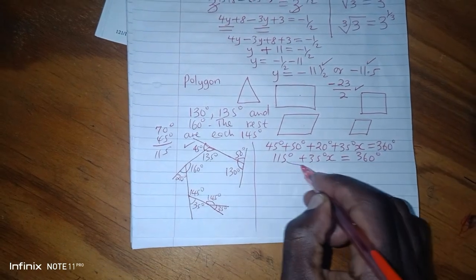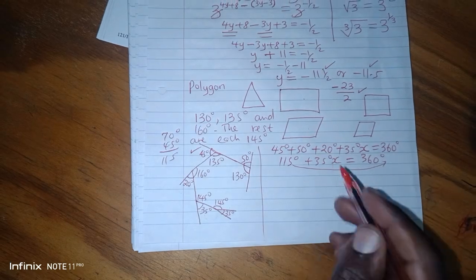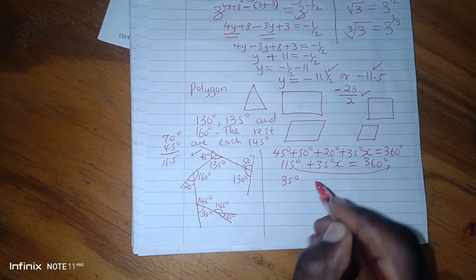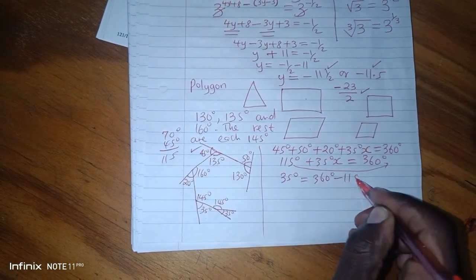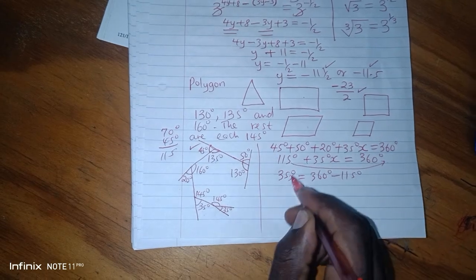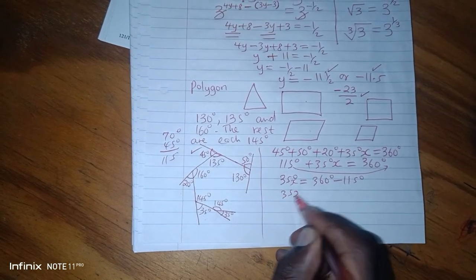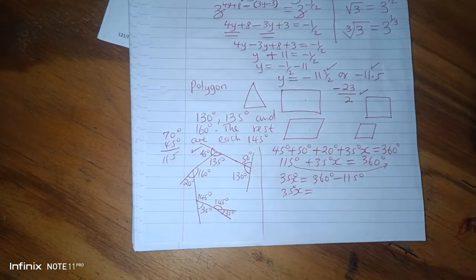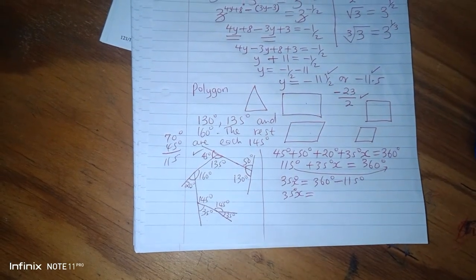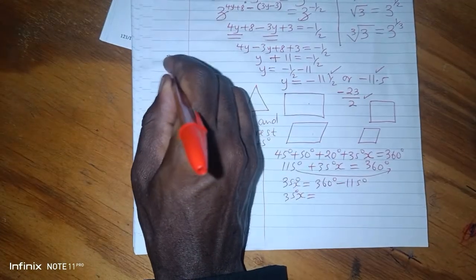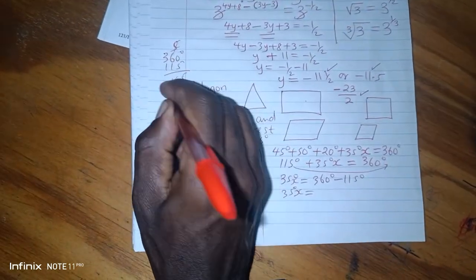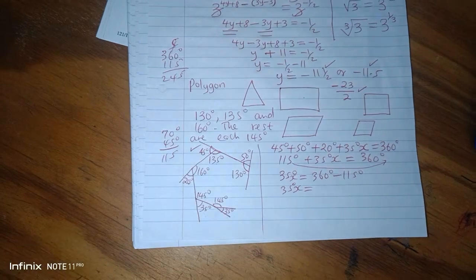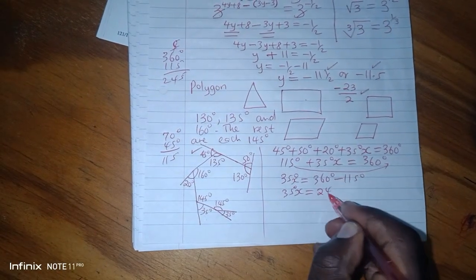So I'll just collect like terms. I'll take this on the other side of the equal sign, so that I'm going to have 35x equal to 360 degrees minus 115 degrees. So that 35x is equal to, let me see, 360 minus 115, which is going to be 245. So 35x is equal to 245 degrees.